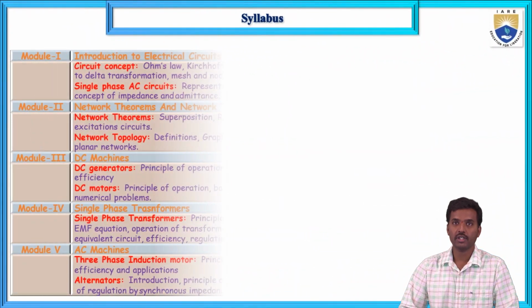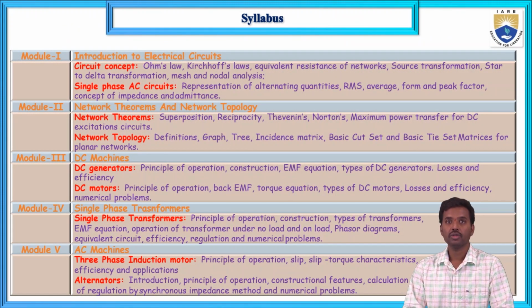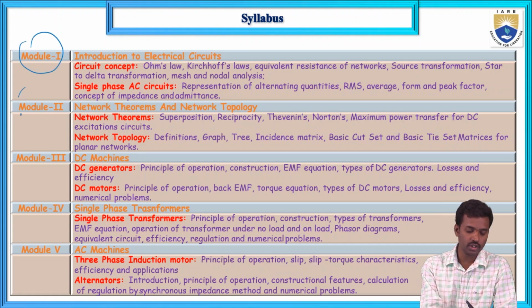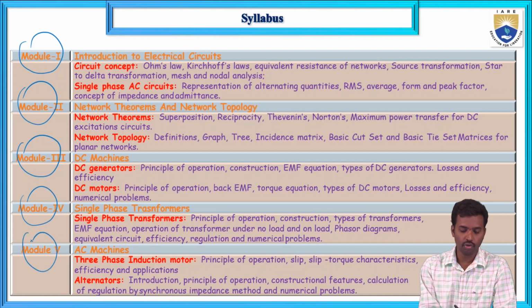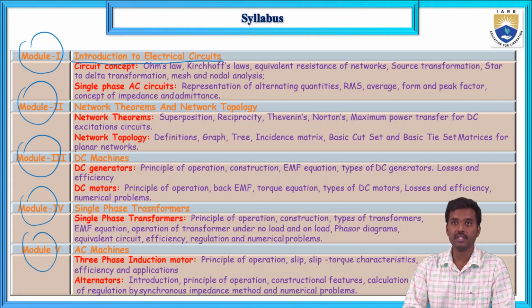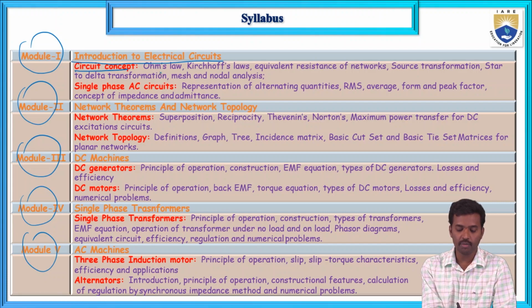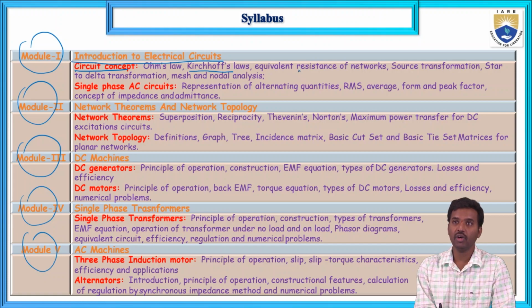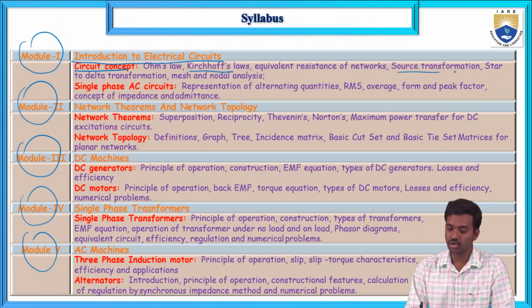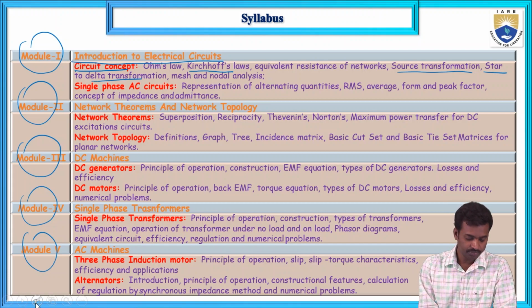Next, the syllabus. There are a total of 5 modules. In the first module, introduction to electrical circuits: circuit concepts, Ohm's law, Kirchhoff's laws (KVL and KCL), and equivalent resistance of a network, that means series and parallel connections of resistors, inductors and capacitors. Source transformation technique, voltage source to current source and current source to voltage source, and star to delta and delta to star transformation.